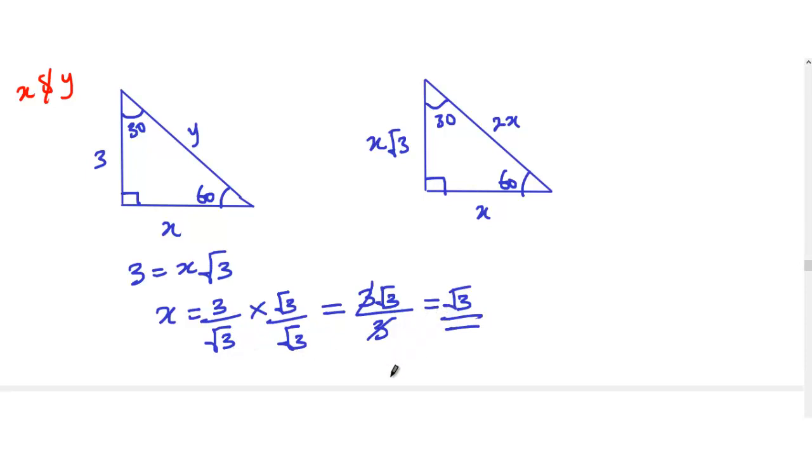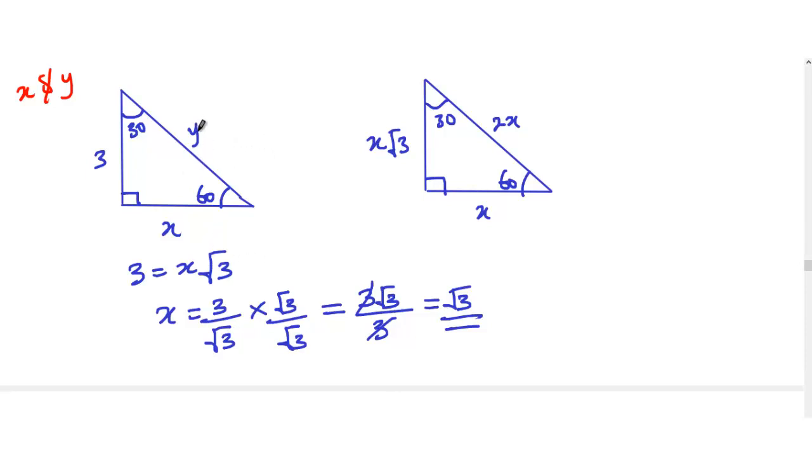So somebody will say, how come? Press it on your calculator: 3 divided by root 3 will give you 1.732 whatever. Then root 3 is also 1.732. So that is that. We've gotten the value of x.